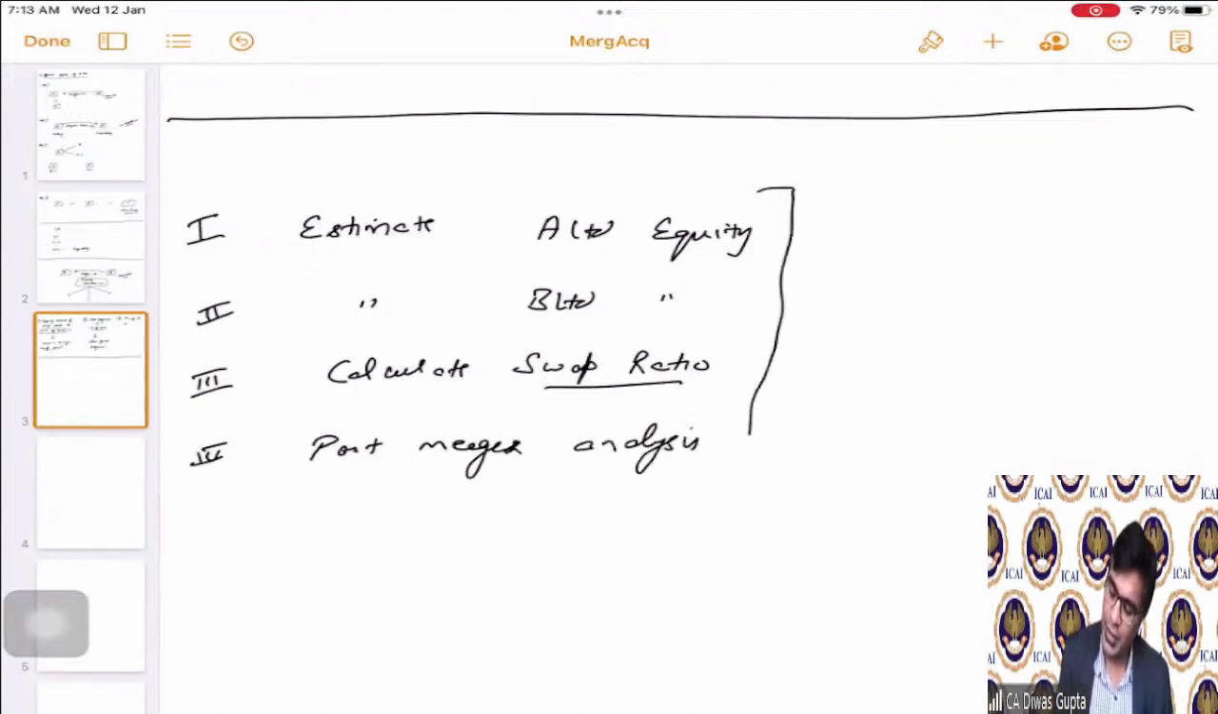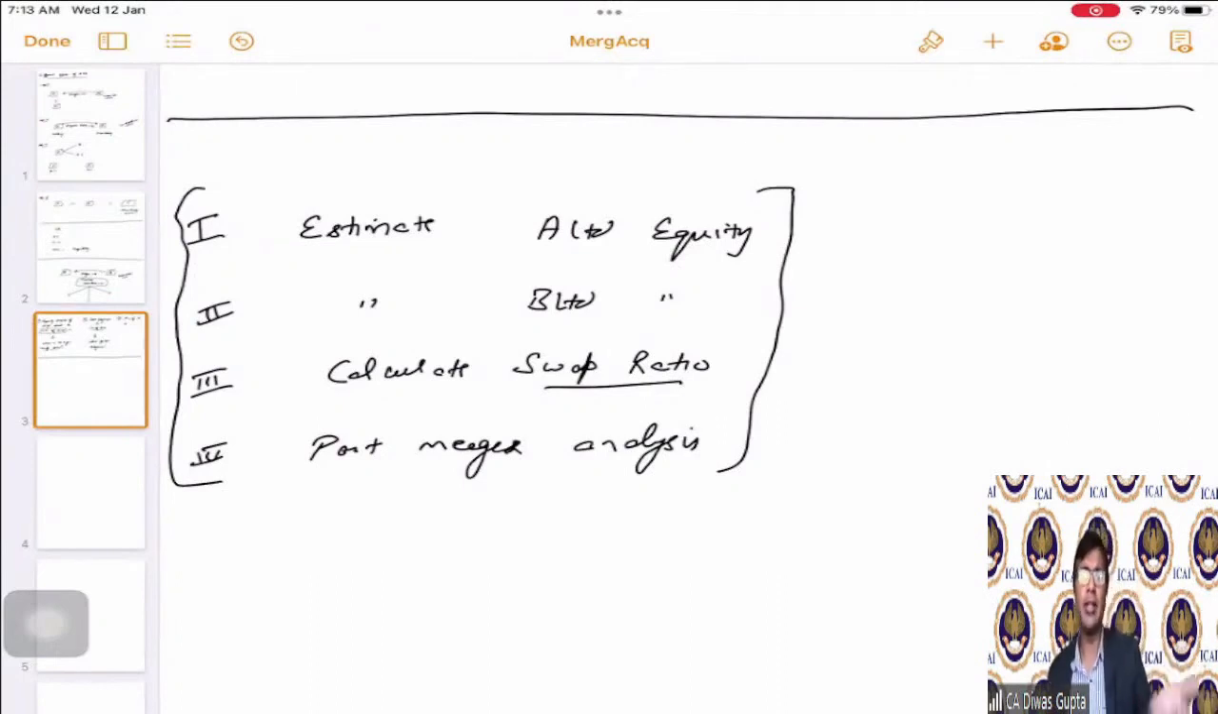So our discussion in the entire M&A will be around these points only. Somewhere we will be doing the post-merger analysis, somewhere we will be calculating the swap ratio, somewhere we will be calculating the basics to calculate the swap ratio, which is the first and second step.